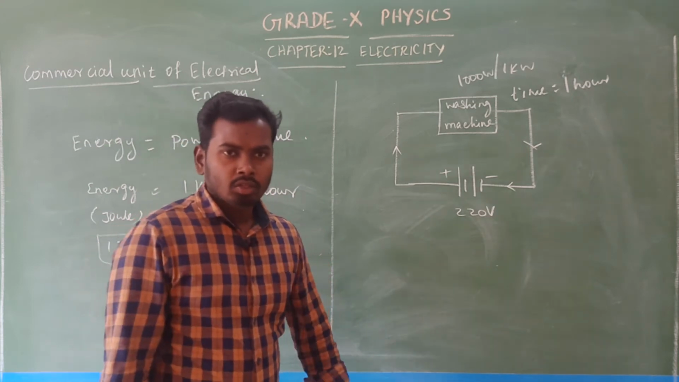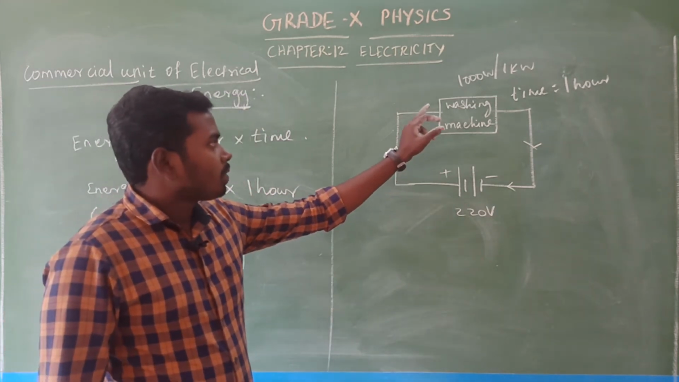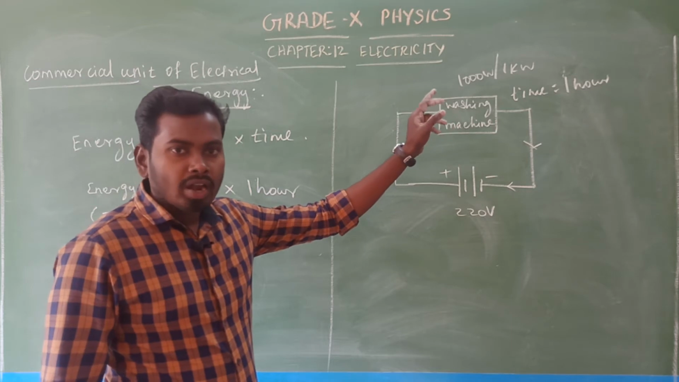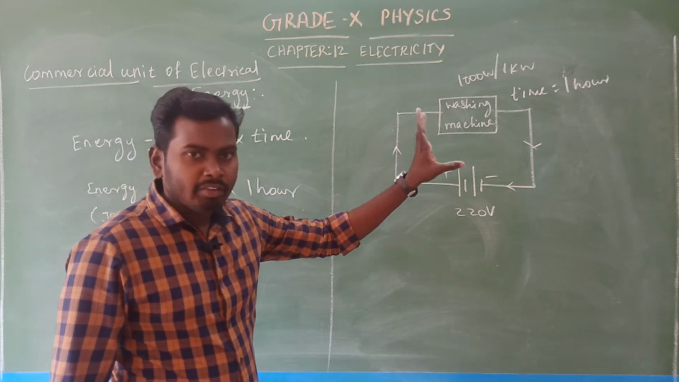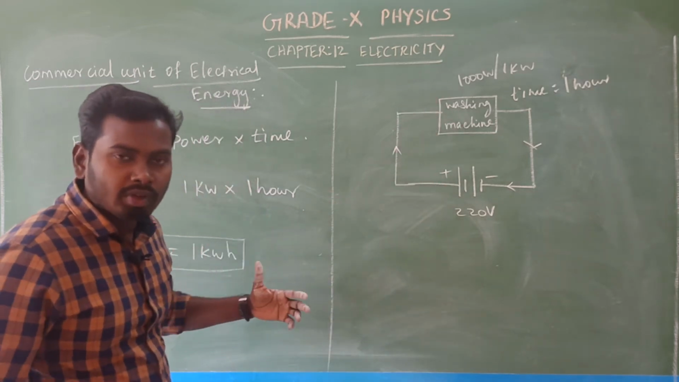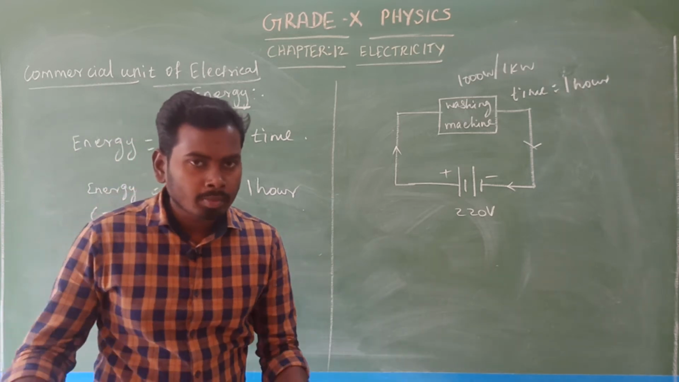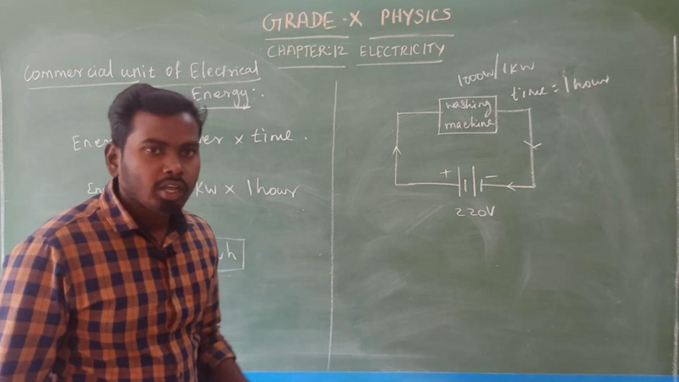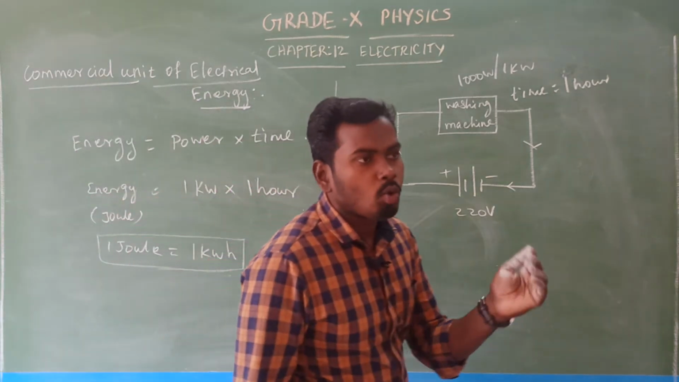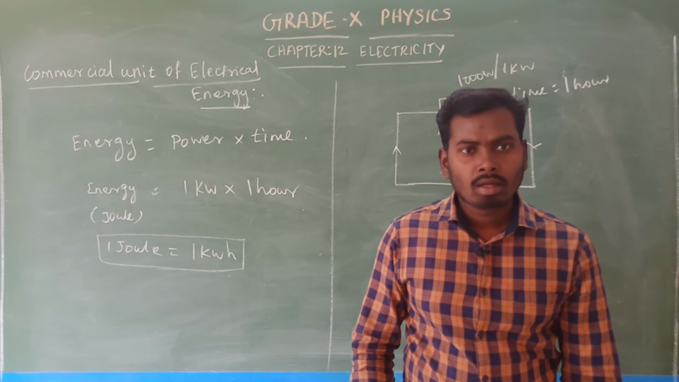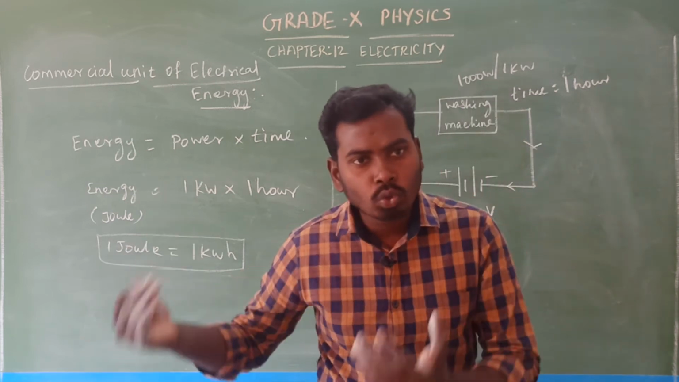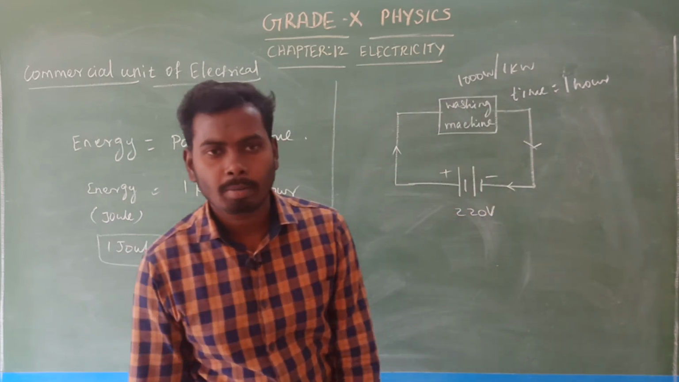Sir, okay. So if the washing machine has a power rating of 1 kilowatt and is used for 1 hour, it will consume 1 kilowatt hour of electrical energy. So 1 kilowatt hour is equal to how much energy, sir? That is a very big question. 1 kilowatt hour is equal to how many joules? That is the question.